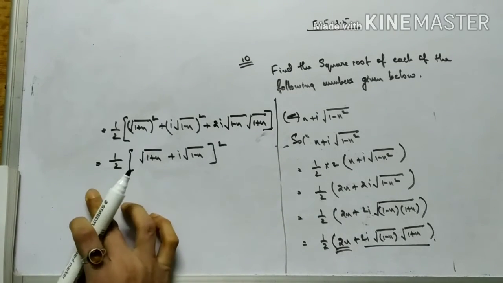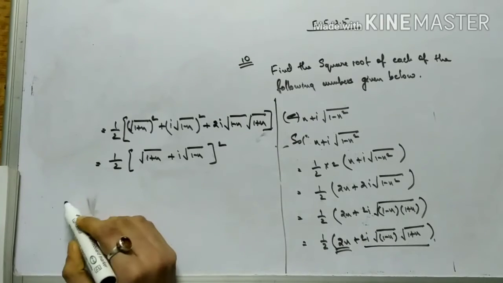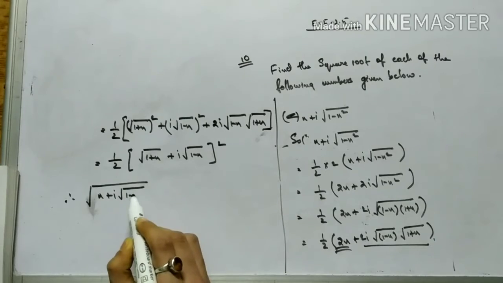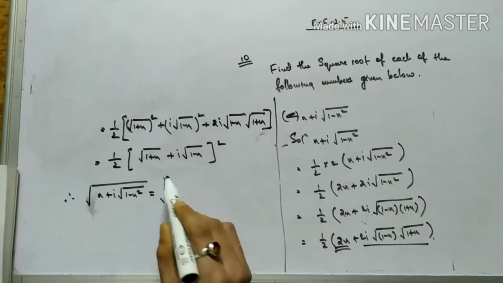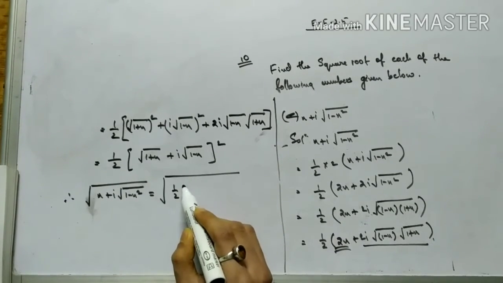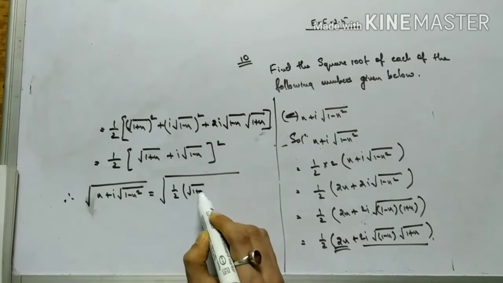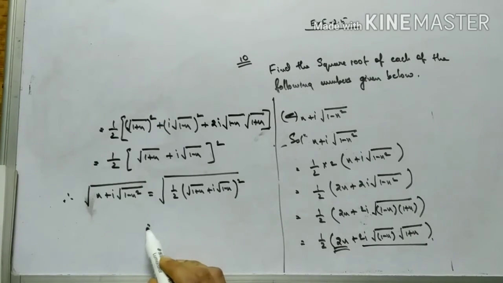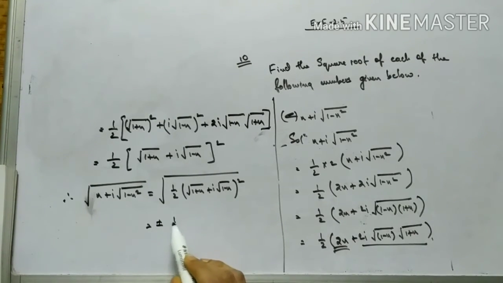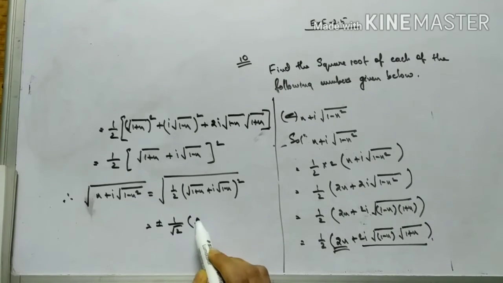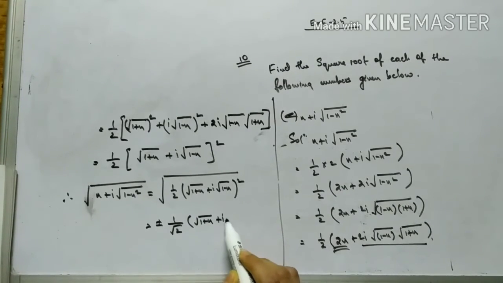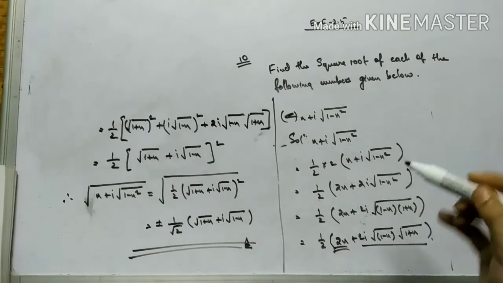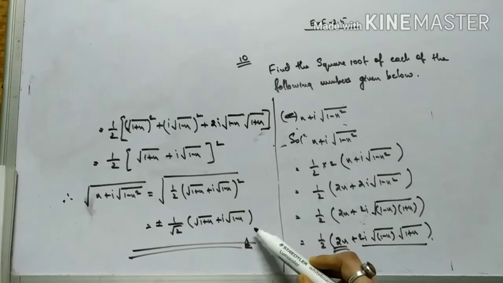So 1 plus x plus i 1 minus x the whole square. So therefore the square root of x plus i root over 1 minus x square is equal to the square root of 1 by 2 root over 1 plus x plus i root 1 minus x the whole square. So this ultimately gives me plus minus 1 by root 2 into 1 plus x plus i 1 minus x. This is the answer. Okay, the square root of this one gives me this.